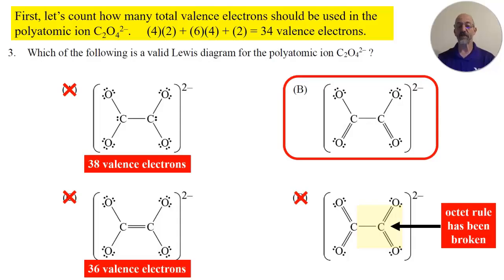That Lewis diagram, each atom has exactly an octet, no more, no less, and the Lewis diagram has a total of 34 valence electrons. So the correct answer to question 3 is choice B.